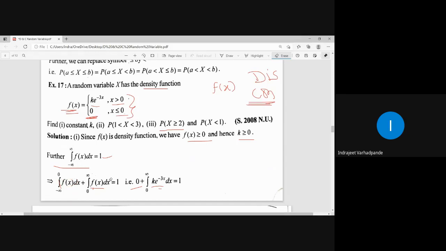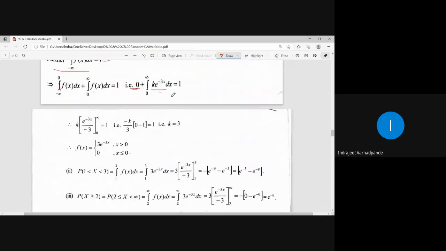So integral from minus infinity to 0 f of x dx plus integral 0 to infinity f of x dx is equal to 1. So 0 plus integral 0 to infinity k e to the power minus 3x dx is 1. The value of the first function is 0, the value of the second function is k e to the power minus 3x. So here, what is the integration of e to the power minus 3x?